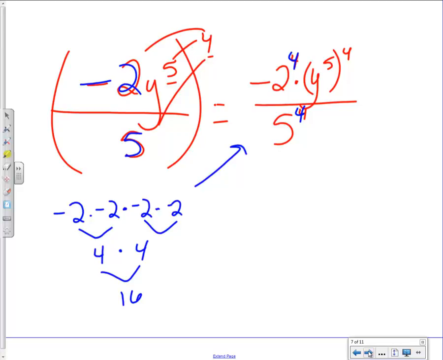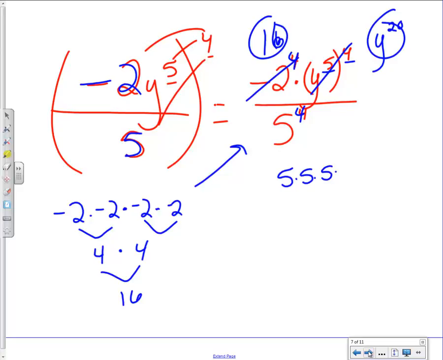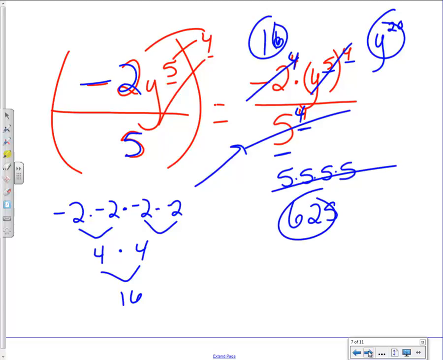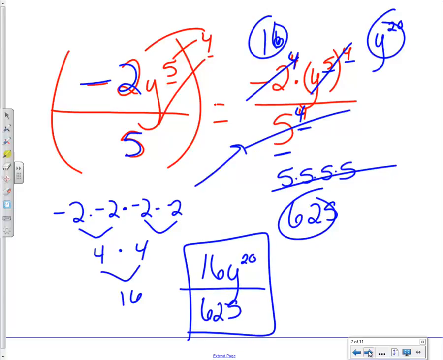The next piece, I have a power raised to a power, so this becomes in the numerator only, right? Y to the 20th power. And in the denominator, I have 5 times 5 times 5 times 5, right? 4 of them, this is what I see. And so that ends up becoming 625. All right, all that's gone. So the circled pieces are what I have left. 16y to the 20th over 625. If I can, I will simplify the 16 and the 625, and it does not look like I can, so 16y to the 20th over 625 is my final answer.